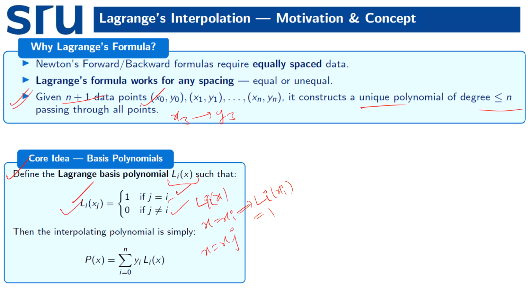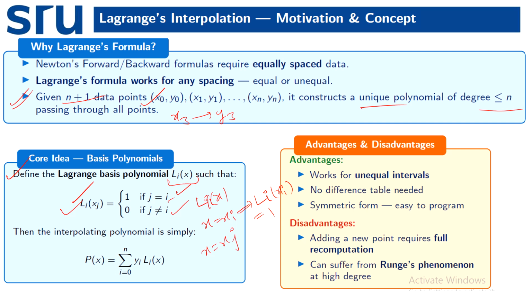This is the key idea. We construct individual polynomials that activate one data point at a time. Once we have all these basis polynomials for all values of i, we combine them to form the final interpolation polynomial, given by p(x) equals summation i equals 0 to n y_i L_i(x).